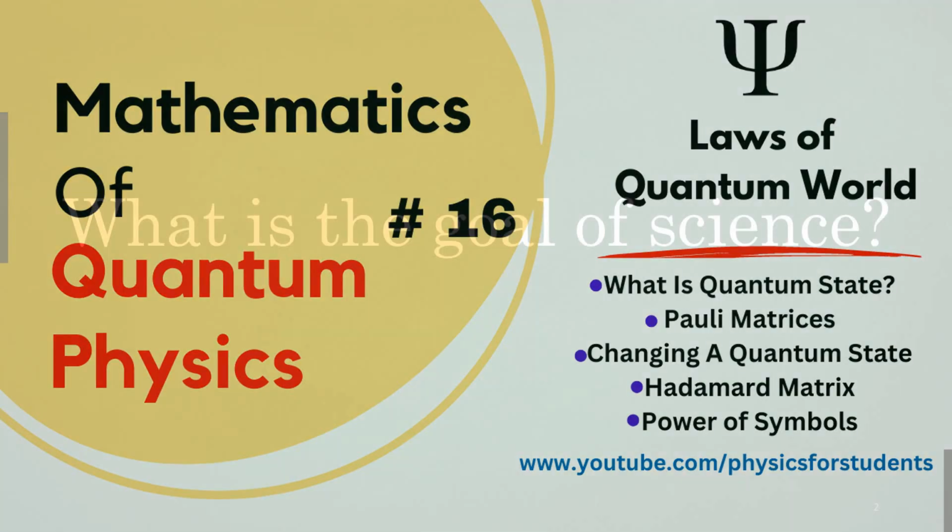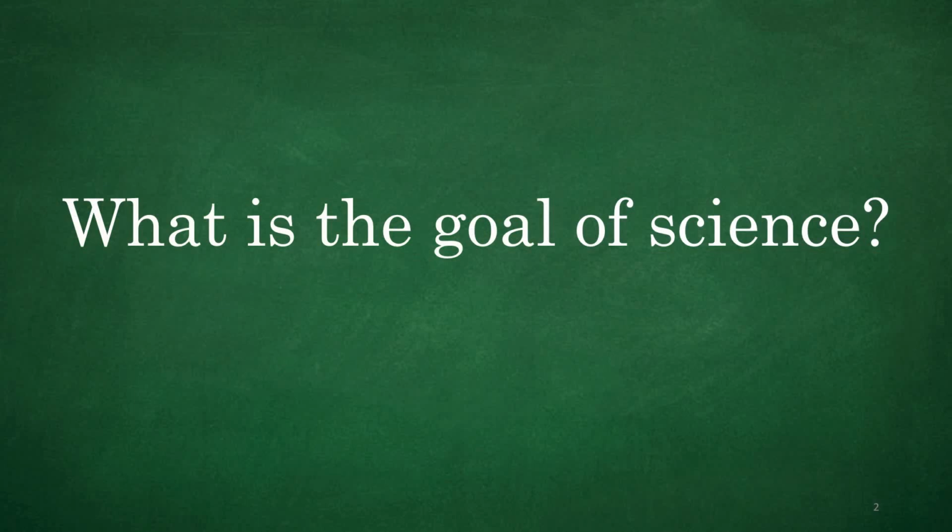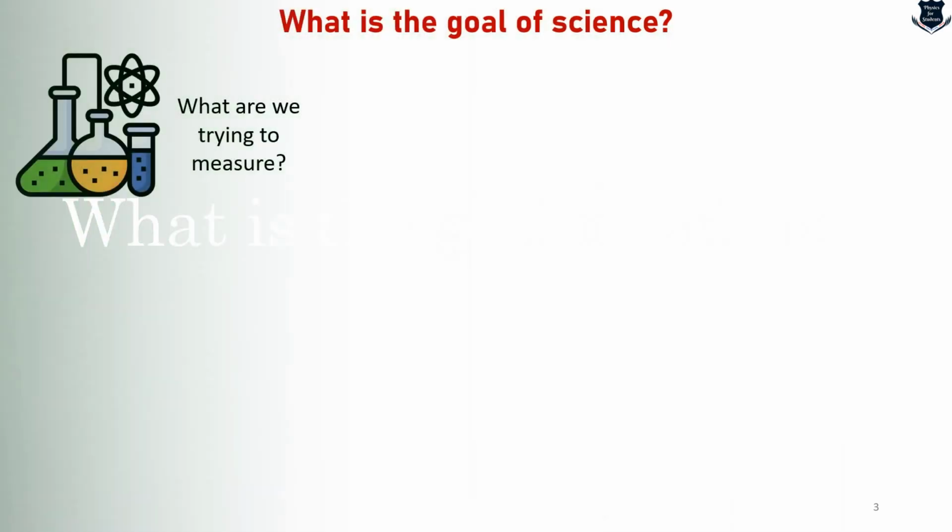Now, as you understand, there might be a question in your mind: what is the ultimate goal of science? Well, the goal of science is fundamentally to measure and quantify the world around us. But what were we measuring? By developing methods and tools to observe, analyze and record data, science seeks to create accurate representations of natural phenomena.